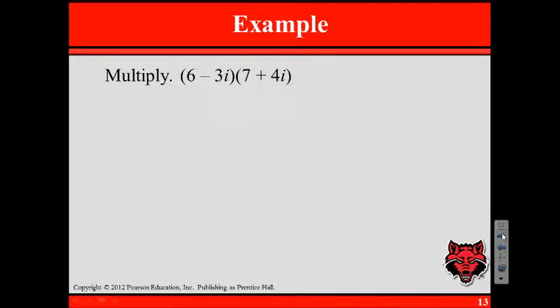Here we have an example where we are multiplying two complex numbers where each part is present. So we're going to FOIL: first, outer, inner, and last. Our first product, 6 times 7, is 42. Our outer product, 6 times 4i, is 24i. Our inner product, negative 3i times 7, is minus 21i. And the last product, negative 3i times 4i, is minus 12i squared.